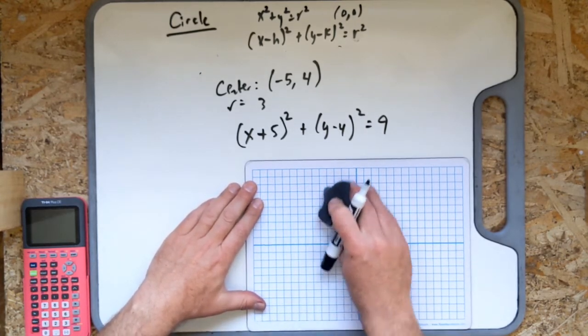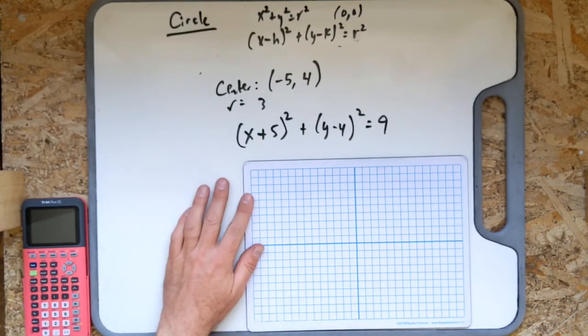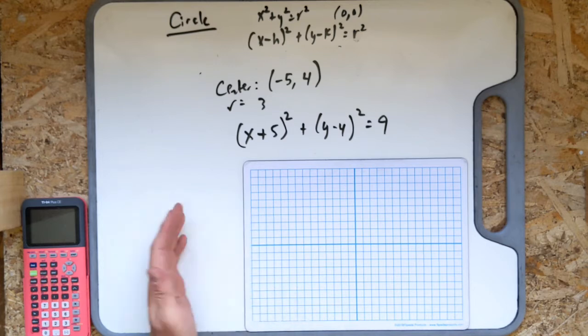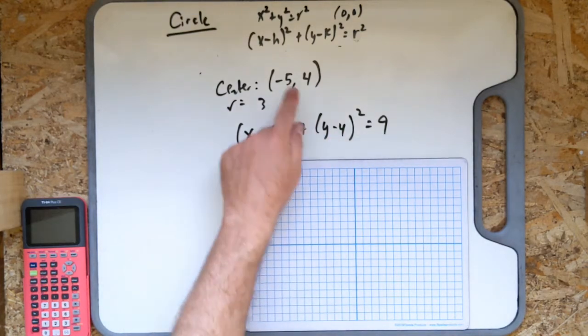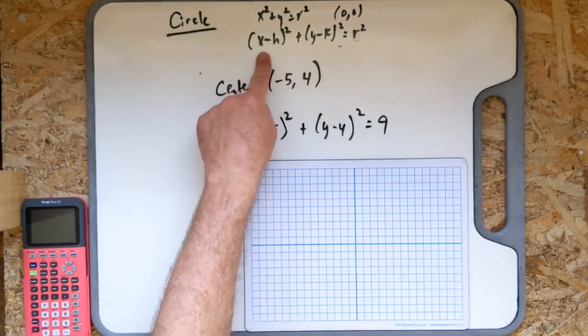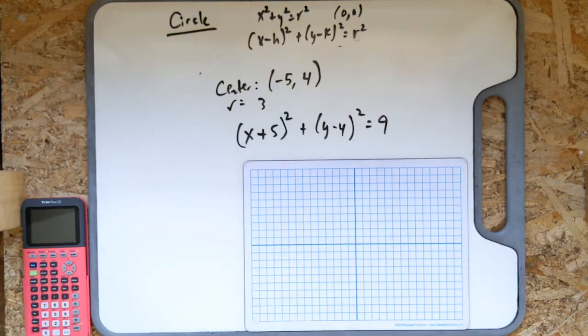Okay, that's it for getting a graph and writing an equation. The thing you have to be careful of in both cases, both when we're graphing them and doing the reverse, is make sure you reverse these two signs. It's x minus h, y minus k, not x plus h, y plus k. So this center is (-5, 4).